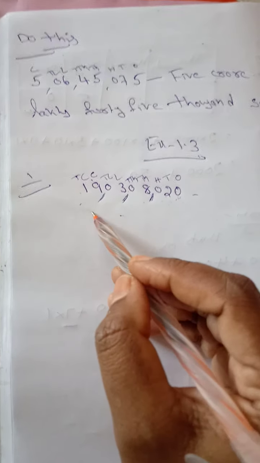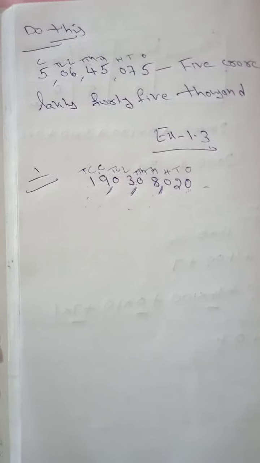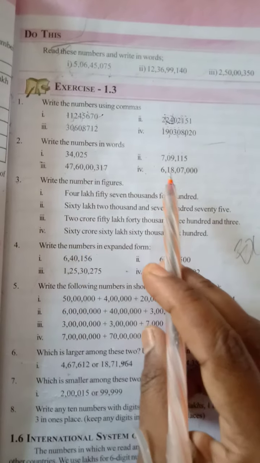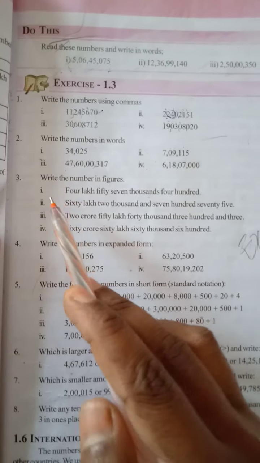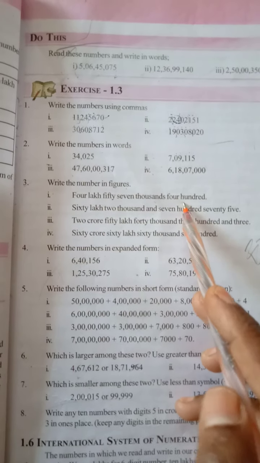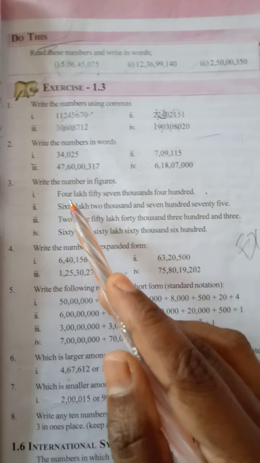Yes, children. So the remaining 3 problems you can add the commas. Yes. Here the second part is also write the numbers in words. Given 4 numbers, you should write the number name. Now the third part is write the number in figures. So here the number name is given, so we should write it in digits, nothing but the number. So first we read that number.